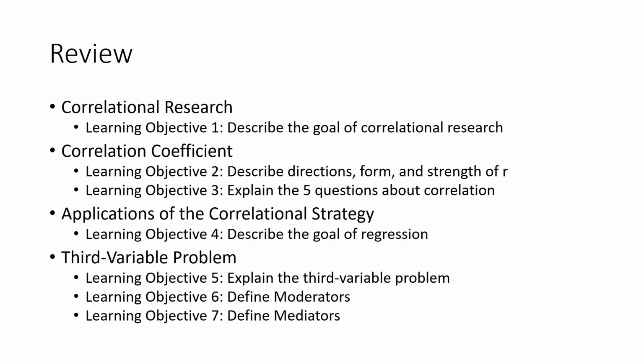All right, that ended up a little bit longer than I intended, but we described the goal of correlational research. We looked at describing the direction, form, and strength of R, the 5 questions about correlation, and the goal of regression. Then we looked at the third variable problem, and we looked at mediators and moderators.